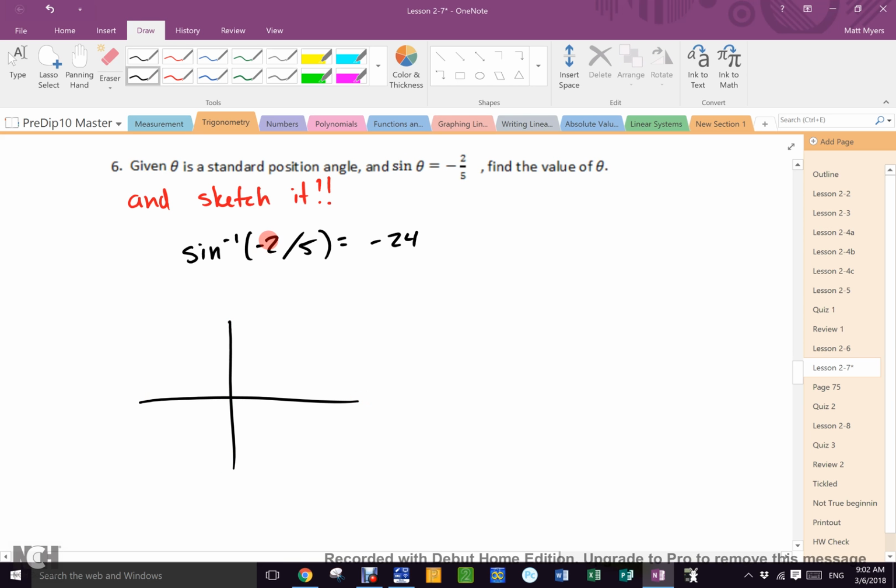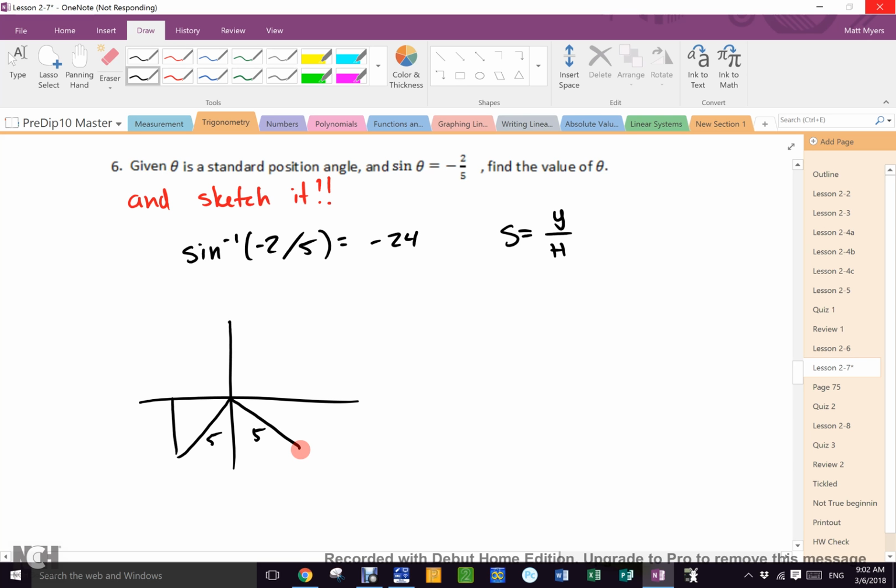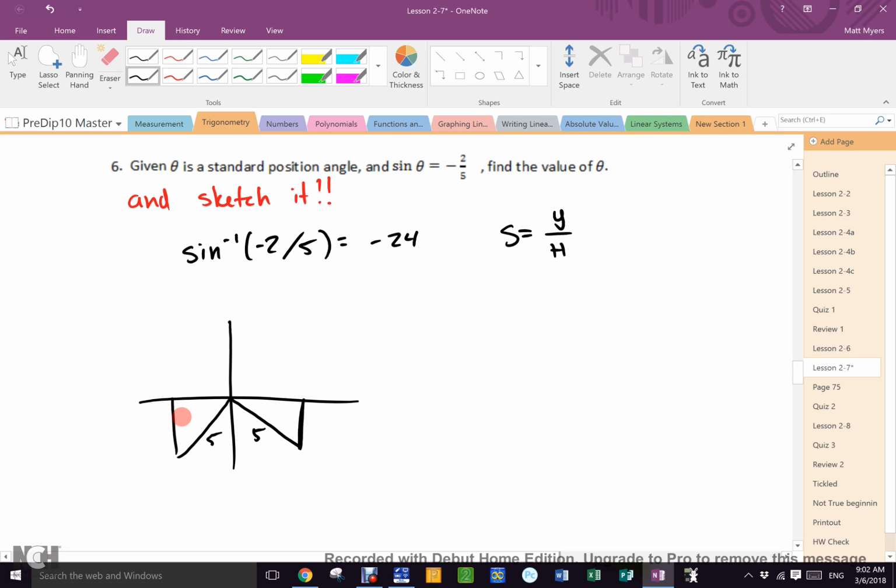Since sine is negative, where are the only places it can live? No, it can't be in the second quadrant. Second quadrant is where sine is positive. It can only be in 3 and 4, yes? And since sine equals y over h, and h is always positive, I know I'm going down here, and there's my 5. Where's my negative 2? It's got to be in the third quadrant. It's got to be there and there, correct? Everybody agree? This has to be my negative 2's to get my y over h, yeah? Sooner or later it'll show up.